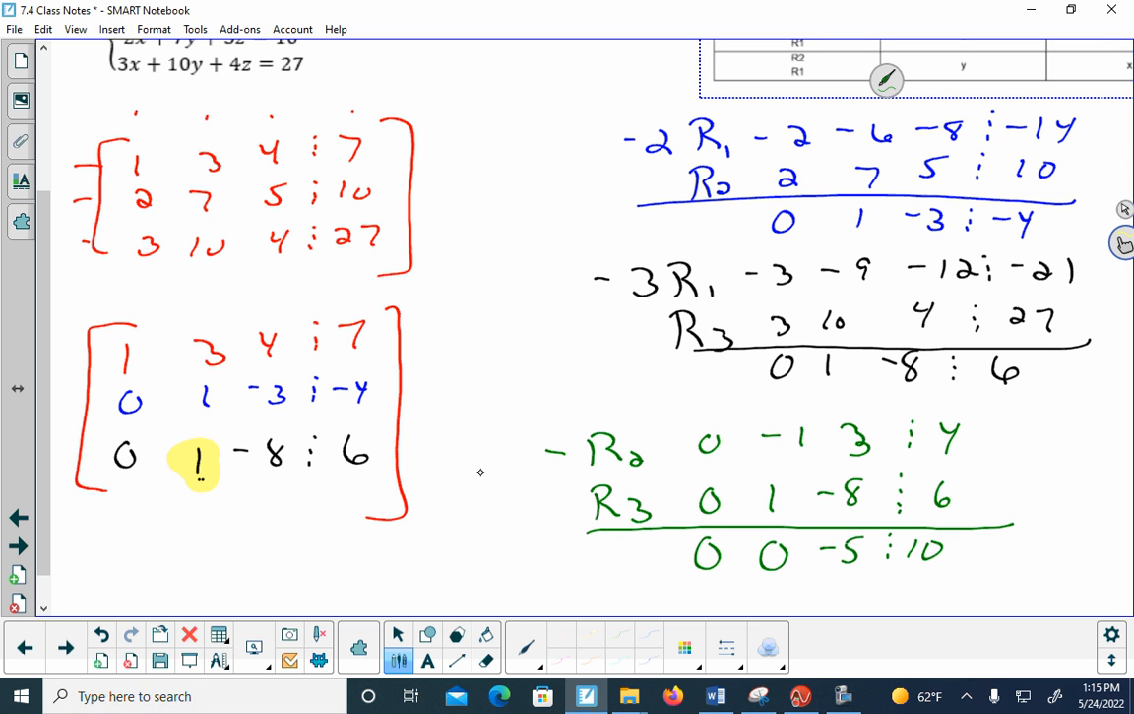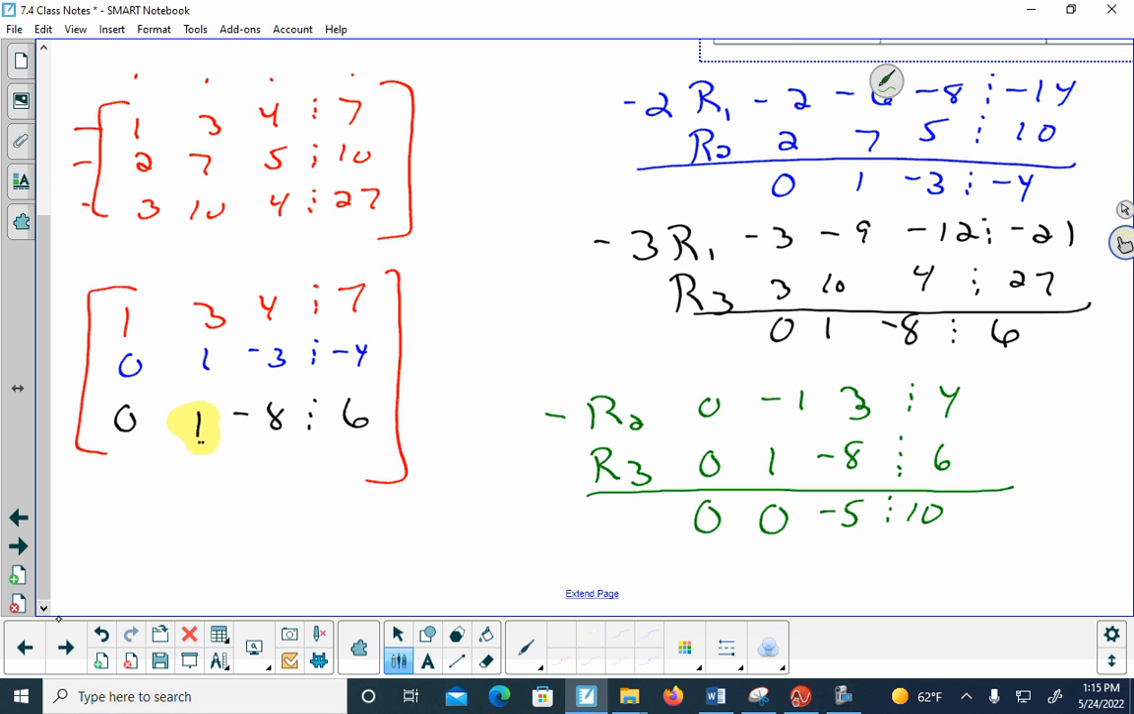Now when I'm here, I only have one number to the left of those dots. So I'm going to want to find out what that is. So I'm going to divide both sides by negative 5. 0 divided by anything is going to stay 0. So this will be 1 and then negative 2.